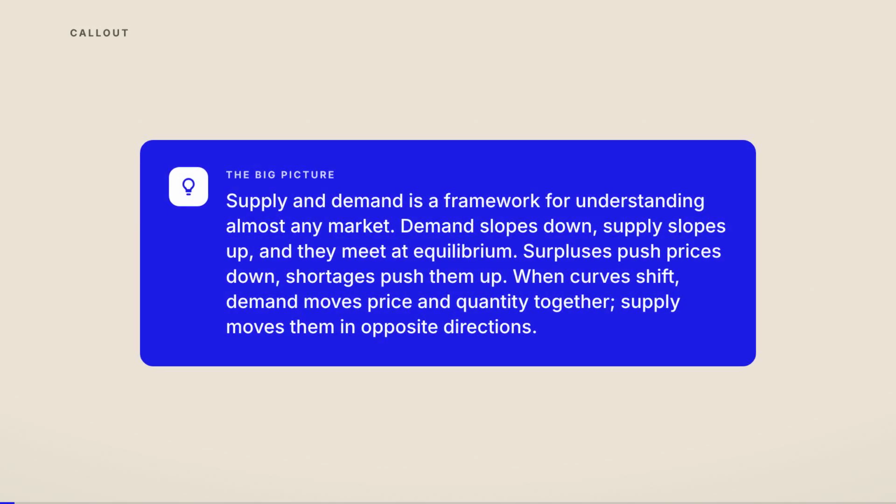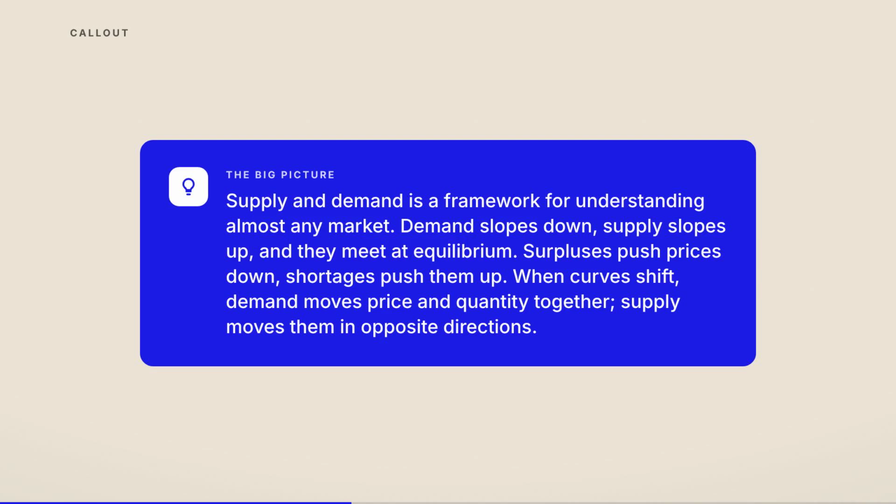Let's pull everything together. The supply and demand model is one of the most powerful tools in economics because it explains so much with so little. First, the law of demand tells us that higher prices mean lower quantity demanded, and the law of supply tells us that higher prices mean higher quantity supplied. These two forces meet at equilibrium, the price where the market clears.